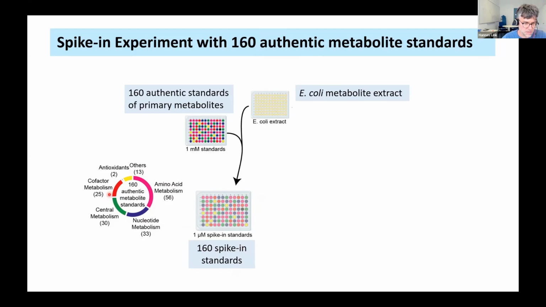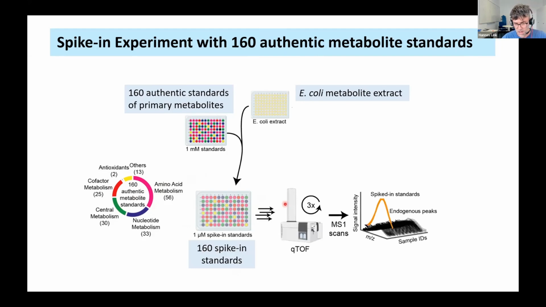You see here the categories. We had metabolites from amino acid metabolism, nucleotide metabolism, central metabolism, and so on. So it covered a diverse range of metabolites. And then we injected them and measured them with flow injection mass spectrometry. What we expected is that we just see the baseline, the signal from the endogenous metabolites, in our sample. And then a spike-in sample would show an increase of the respective metabolite.